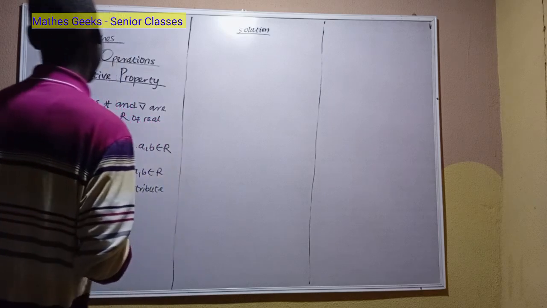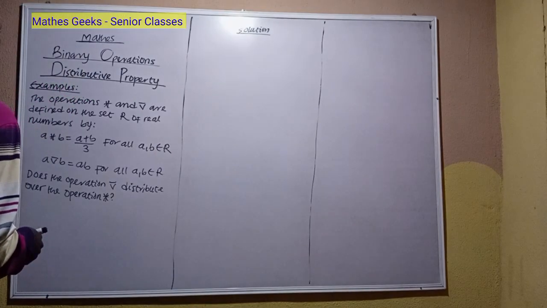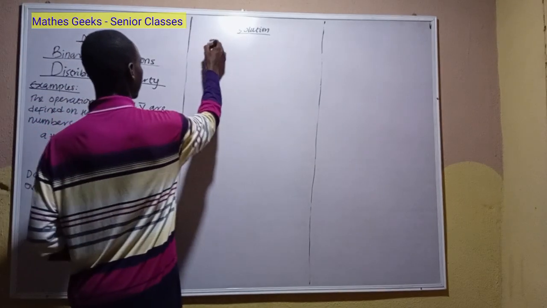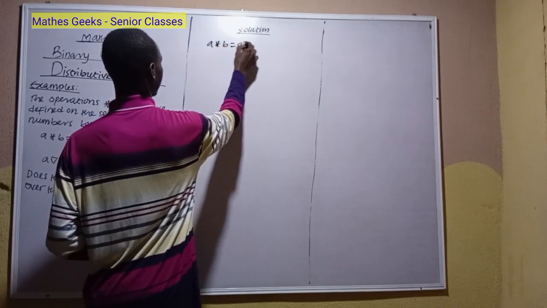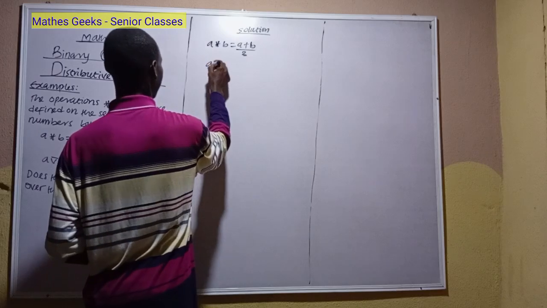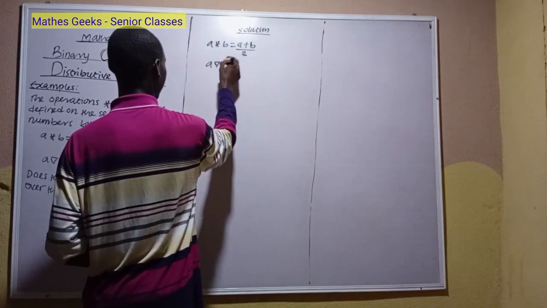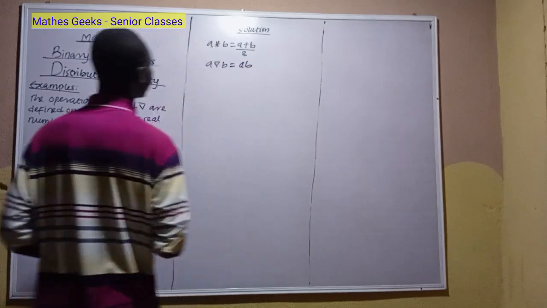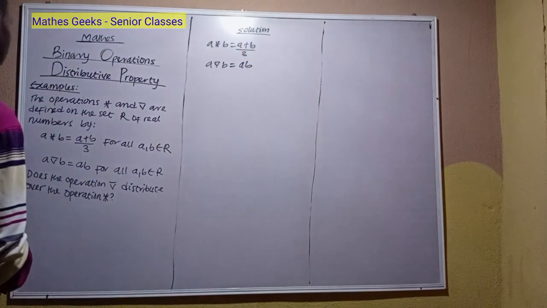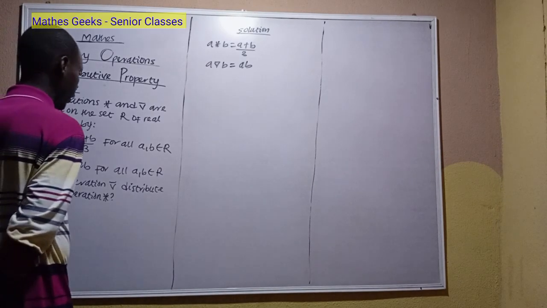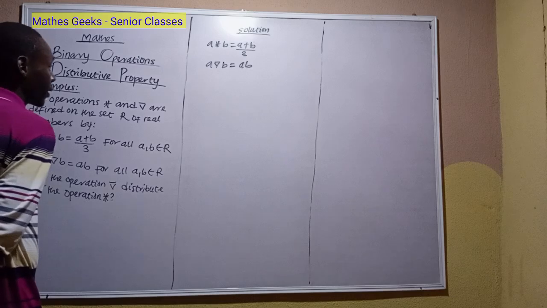The operations star and ∇ are defined on the set R of real numbers by a star b is equal to (a + b)/2, and a ∇ b is equal to ab. Does the operation ∇ distribute over the operation star?